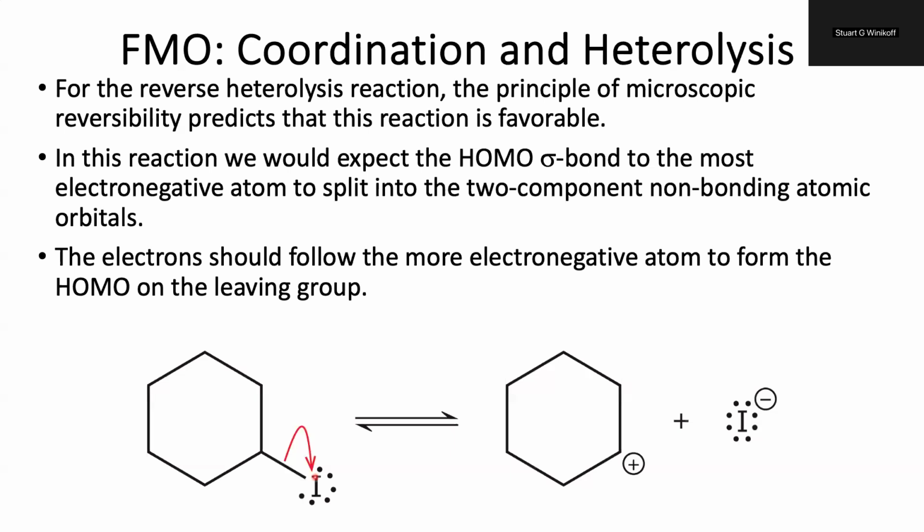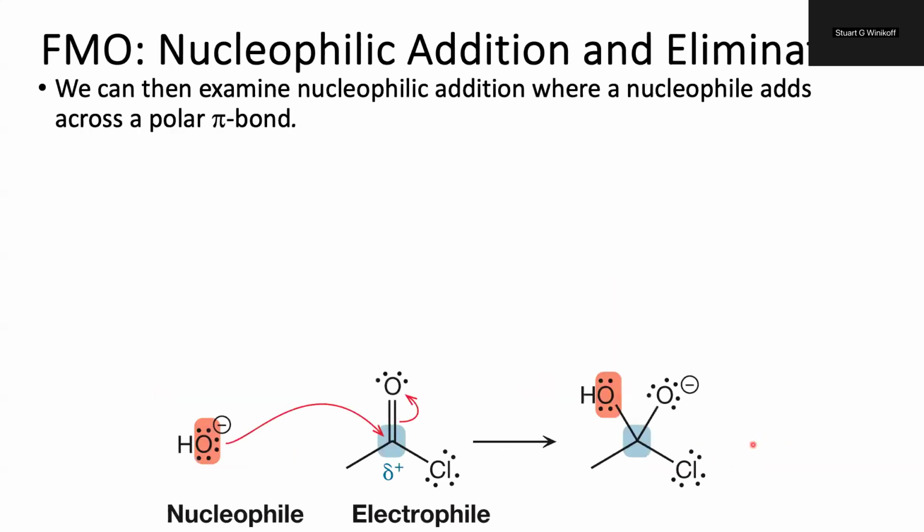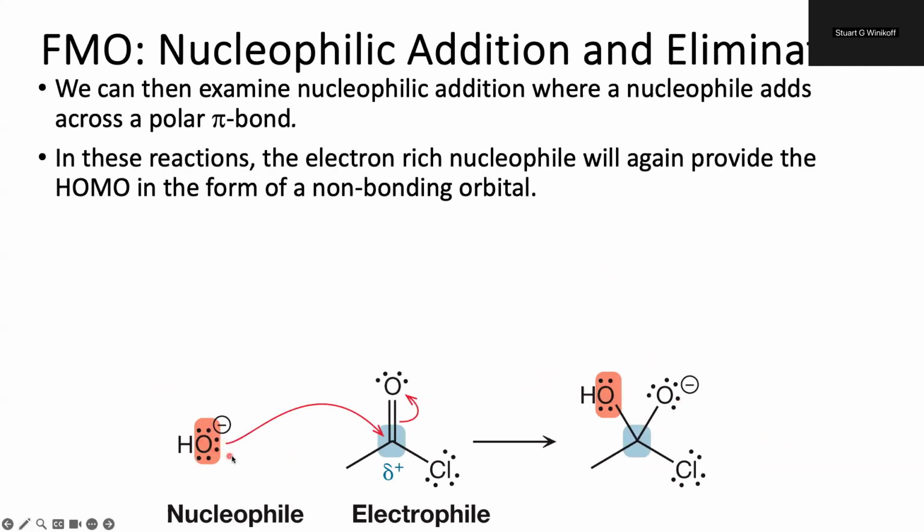Now, again, in this case, the electron should always follow that more electronegative atom. So that more electronegative atom reforms our HOMO group on that electron-rich nucleophile. Now, we can go ahead and continue this process, instead of looking at substitution, to addition reactions. So in this case, I'm going to take that same nucleophile, still going to end up providing that HOMO in terms of that non-bonding orbital.